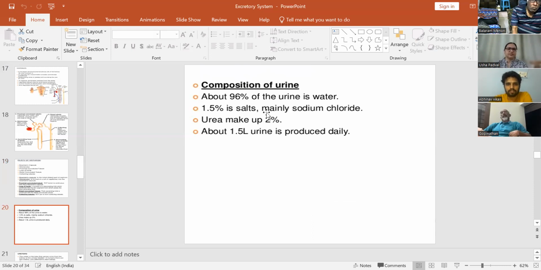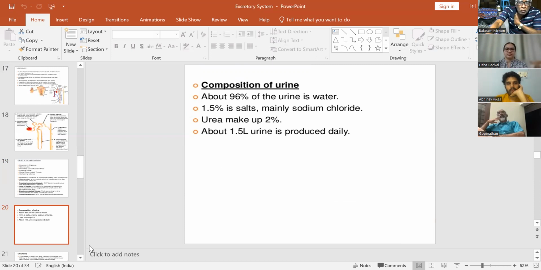Composition of urine. 96% of urine is water. This is approximate. 1.5% is salt, mainly sodium chloride. Urea makes up to 2%. And about 1.5 liters of urine is produced daily.